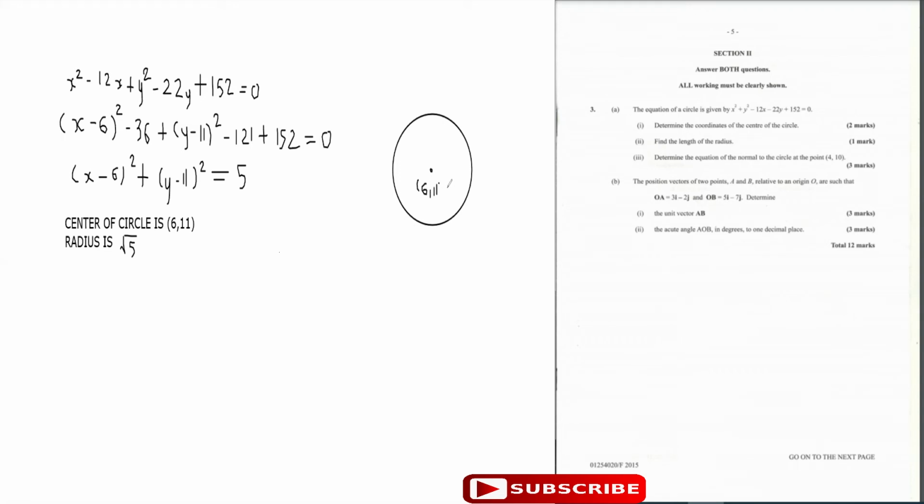And then this is the center, (6, 11). And they want us to find the equation of the normal at (4, 10). The next is x is 4, and y is 10. So this is somewhere here. (4, 10) is somewhere right here. Right? This is (4, 10).